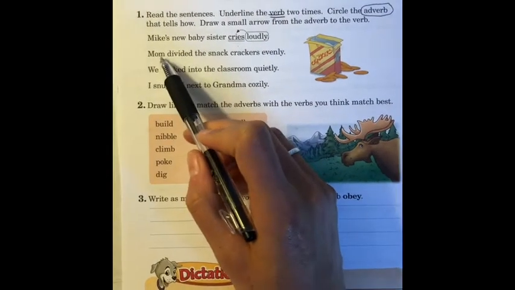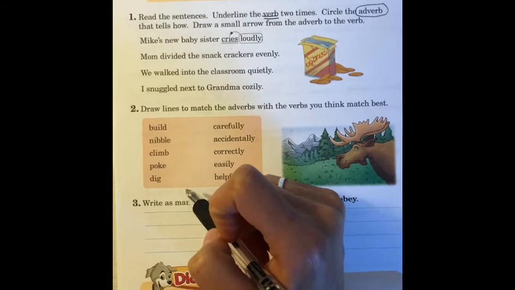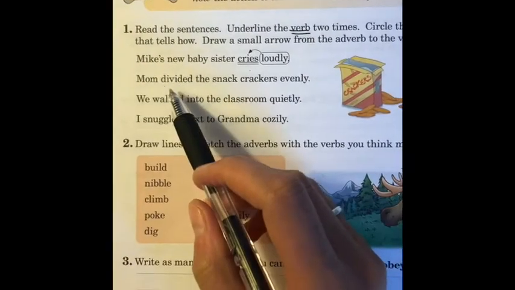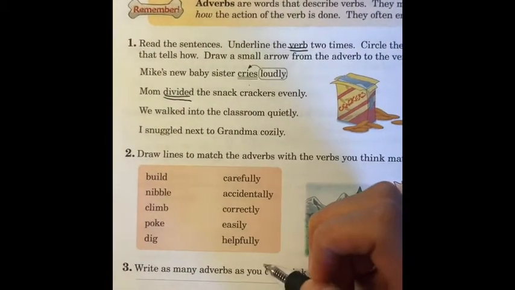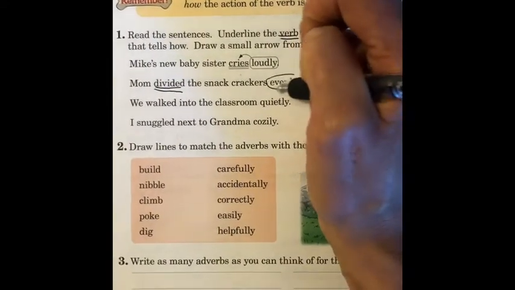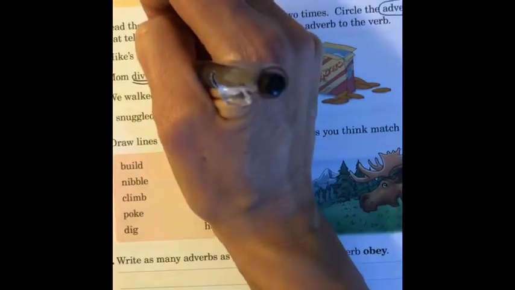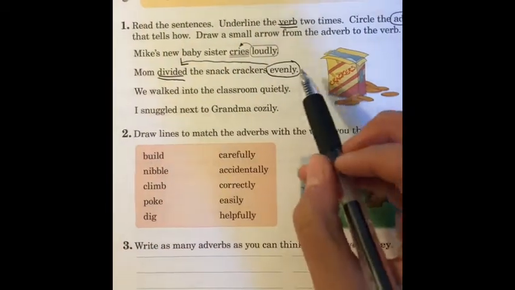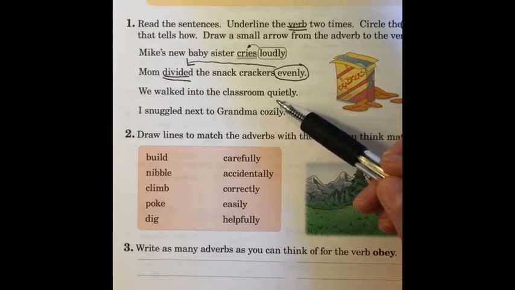So let's look at this next one. Mom divided the snack crackers evenly. So which word in there shows action? Which one is the verb? Divided, right? Because I can divide something. And how did she divide it? How did she divide the snack crackers? She divided them evenly. So evenly is my adverb, and I'm going to draw an arrow over to divided because that's how she divided them. She divided them evenly.